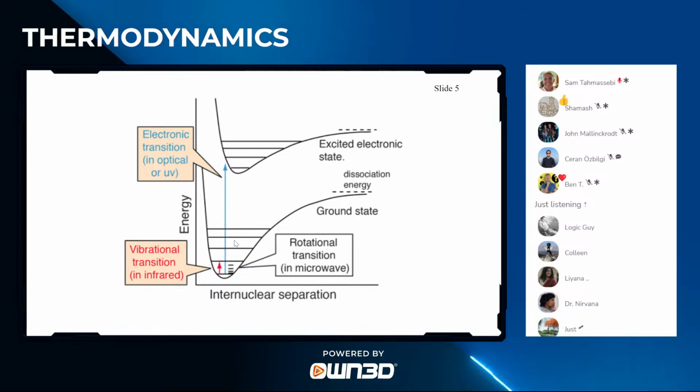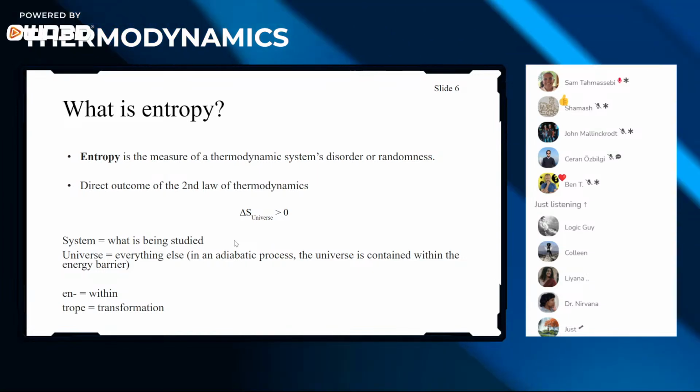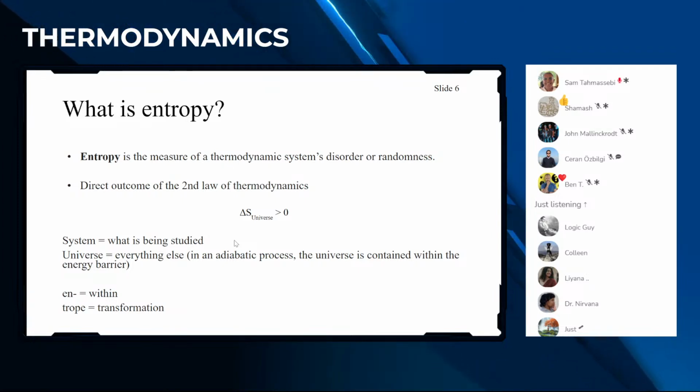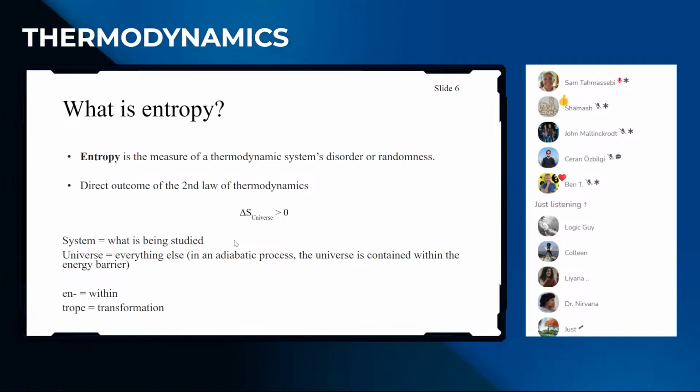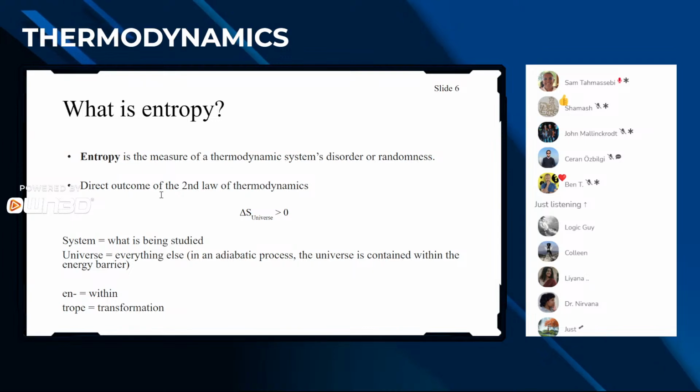All right. So let's move to slide number 6. Entropy. What is entropy? This is the S term in the equation delta G equals delta H minus T delta S. Delta S is the entropy. Entropy is the measure of a thermodynamic system's disorder or randomness. So where does entropy come from? I think John can give a much better explanation for this.